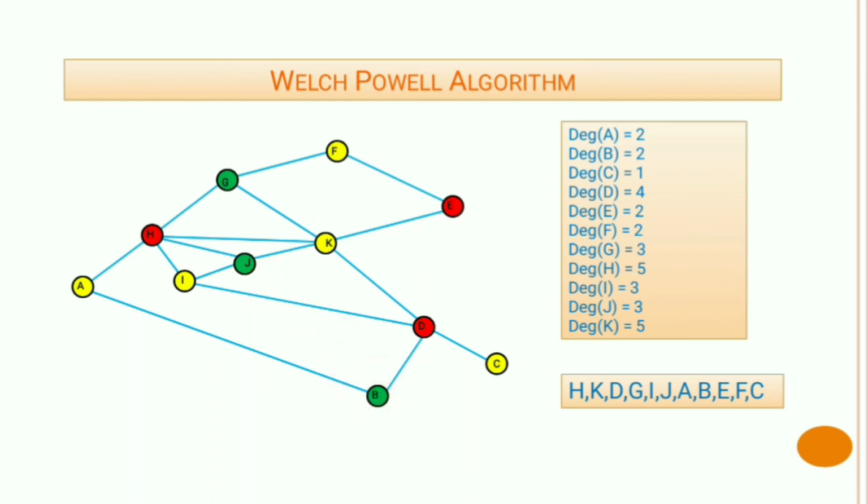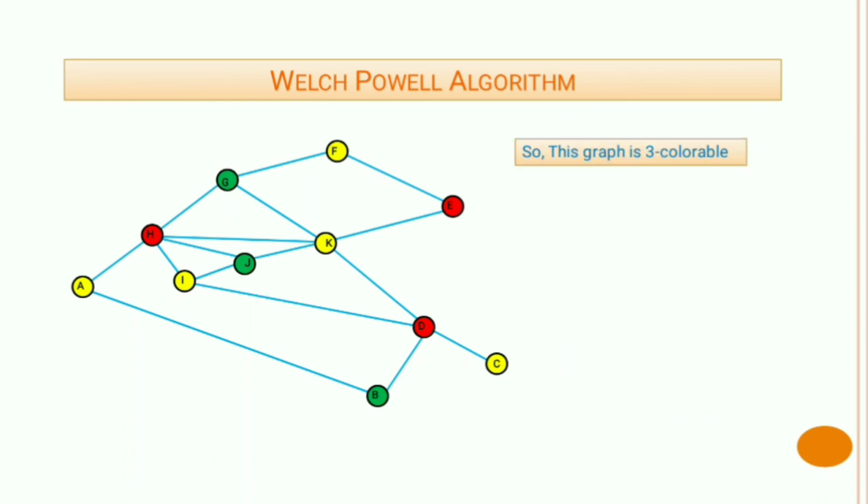So in this way all the vertices are colored now. So this is the Welsh-Powell algorithm, and it is used to color such kinds of complicated graphs. So this graph is 3-colorable because only 3 colors are used to color this graph.